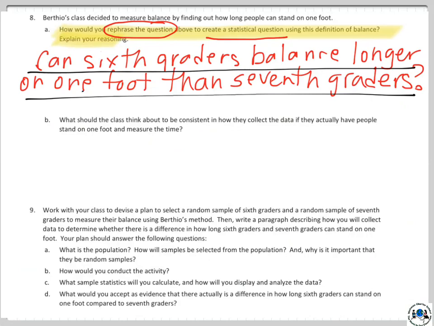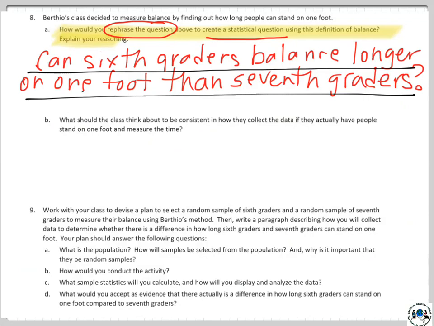And we could actually make a max. I mean, we could say, up to after 5 minutes, it's done. 5 minutes is your max, because that might save a lot of time when you're collecting this data, because you may have some super balancer out there who can actually stand on one foot for a long, long time. All right, here we go.